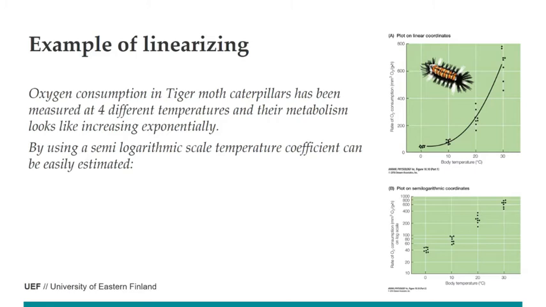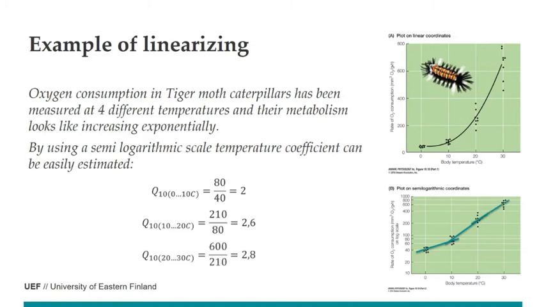And when comparing from 0 to 10, the temperature coefficient is actually quite much 2. But then from 10 to 20, the difference is higher. And from 20 to 30, it's again higher. So it means that actually this temperature coefficient is affected by the temperature itself. And that's why it doesn't have proper scientific meaning. So you also always have to take care about what scale you are using, etc.